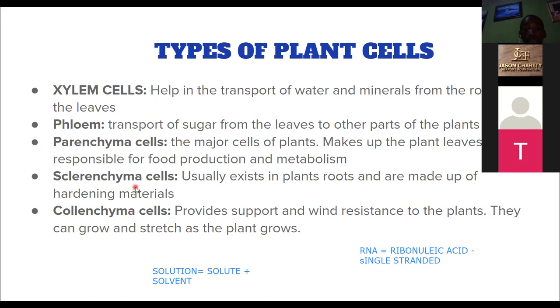While the sclerenchyma cells usually exist in the roots, they are very hard. Scleren means hardness. The sclerenchyma cells are hard. Why are they hard? They are hard because they are made up of hardening agents, hardening materials. So they are mostly found in the roots of plants, while the collenchyma cells are also hard, but not as hard as the sclerenchyma cells.